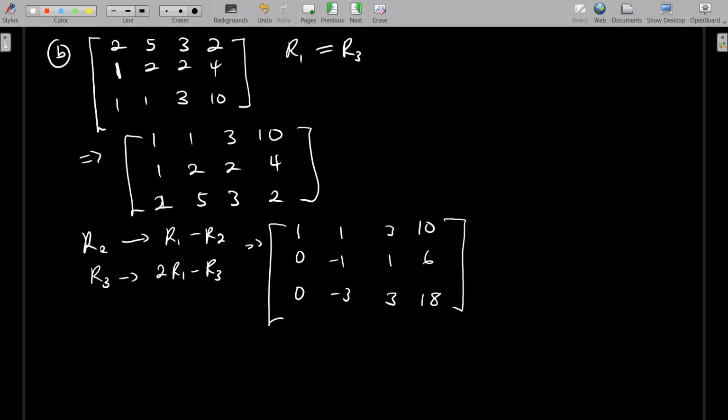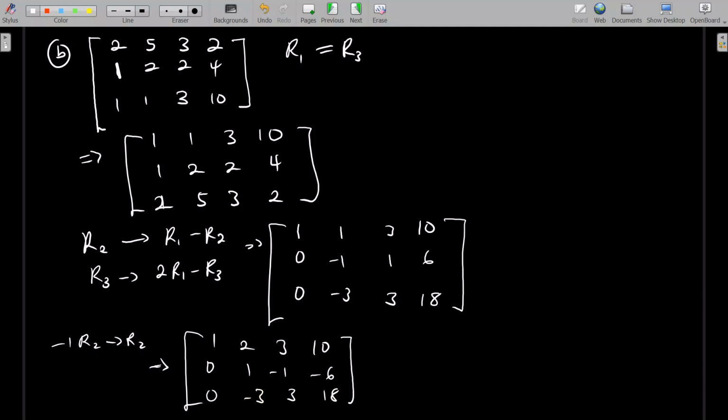The next thing to do is to reduce this guy, or the element beneath it. But here there's a negative there. I want to make sure I have a positive one. So I'm going to multiply negative 1 through row 2 to give me a new row 2, and that's going to give us a new matrix: 1 2 3 1 0, 0 1 negative 1 negative 6, 0 negative 3 3 18. And this is going to reduce to this form.